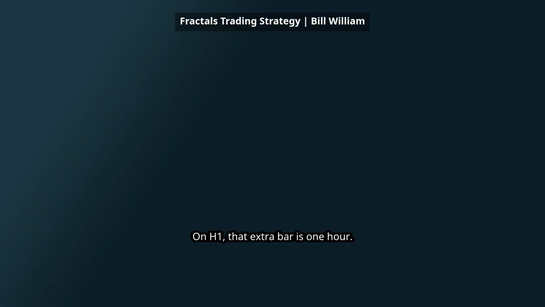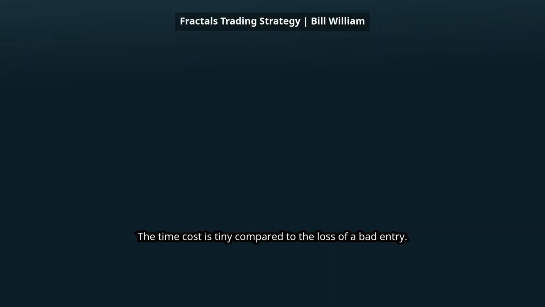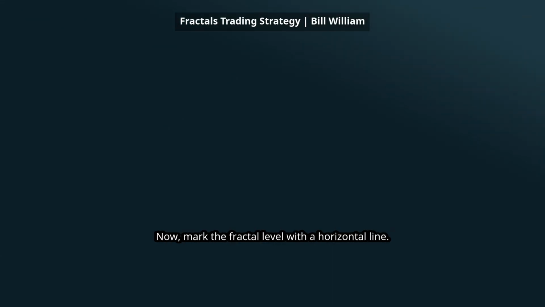Now, mark the fractal level with a horizontal line. That line is your stop-loss trigger. For a sell fractal, place your stop above the fractal high. For a buy fractal, below the fractal low.